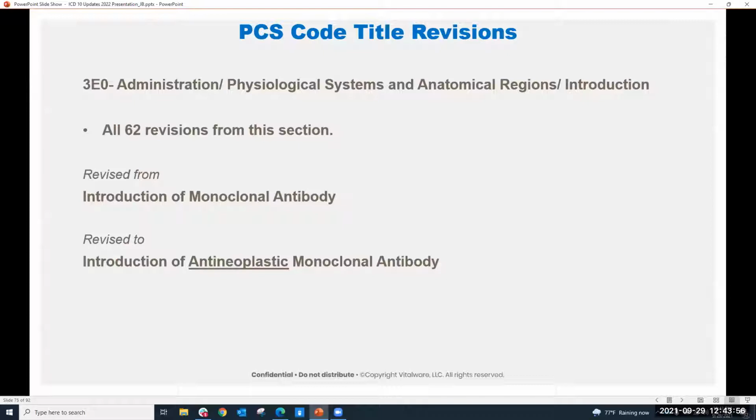And now we're going to look at some revisions to PCS codes. There's only one table that had revisions, and it's the introduction to physiological systems and anatomical regions. They have 62 revisions in this section, and it's the same revision on all 62 codes. It's just the addition of the word anti-neoplastic in front of the monoclonal antibody.